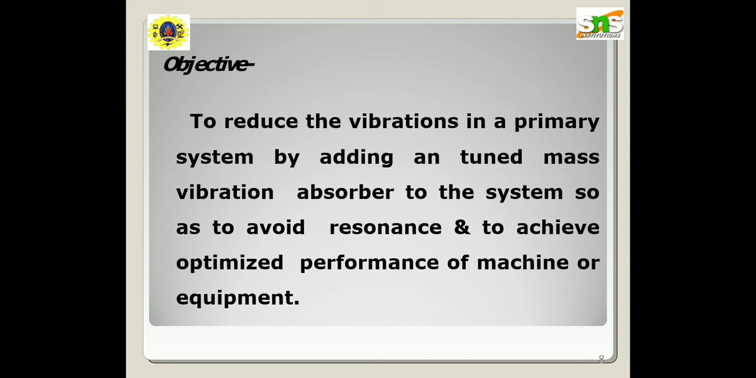The objective in this case study is to reduce the vibration in a primary system by adding a tuned mass vibration absorber to the system so as to avoid resonance and to achieve optimized performance of the machine or equipment.